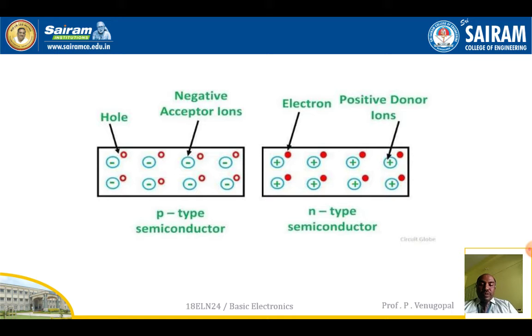As you know, N-type semiconductor is obtained by adding donor impurity atoms or pentavalent impurities, which donate electrons, so the N-type semiconductor becomes positively charged. But the P-type semiconductor is obtained by adding trivalent impurities, also called acceptor impurities. These acceptor impurity atoms accept the electrons and become negatively charged.